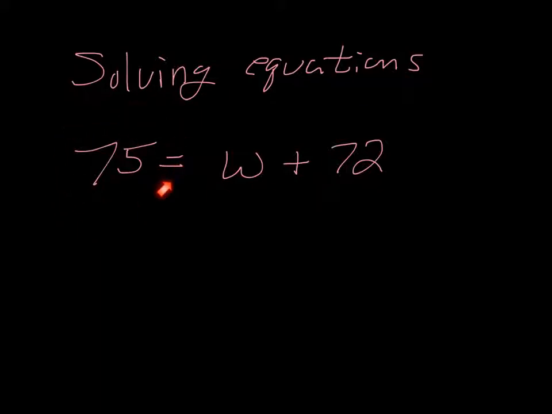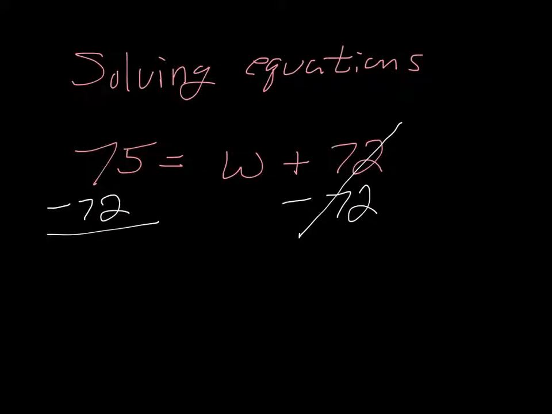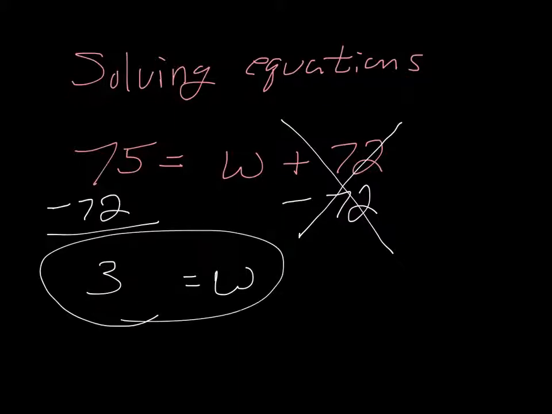This one here is very easy. In order to solve this problem, all we do is we subtract 72 from one side, and no matter what we do from one side, we always do it to the other side. So we're going to go ahead and subtract 72 from here. Ladies and gentlemen, positive 72 minus 72 is 0. We'll bring our W down. 75 minus 72 is going to be 3. So the correct answer here, ladies and gentlemen, is 3.